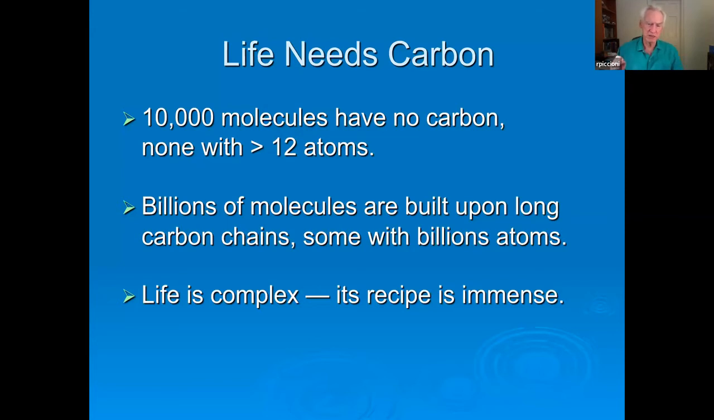NASA says that their search for life is to follow the water. And that may be true. Water may be essential to life, but I can't prove that. But carbon is absolutely essential to life, and there's no two ways about that.